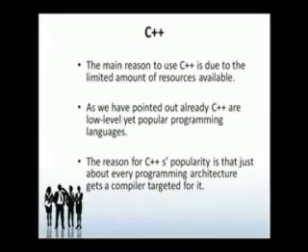Now we'll take a look at C++, which is also used as a programming language in nanorobot technology. The main reason to use C++ is due to the limited amount of resources available. As we have pointed out already, C++ is a low-level yet popular programming language. The reason for C++ popularity is that just about every programming architecture gets a compiler targeted for it.